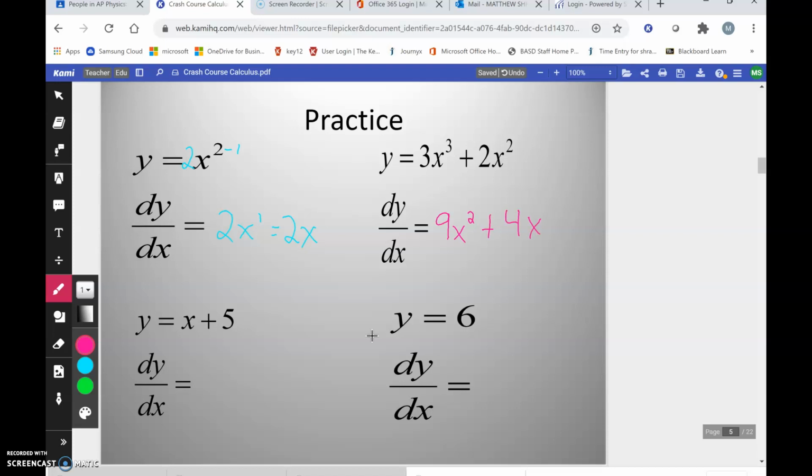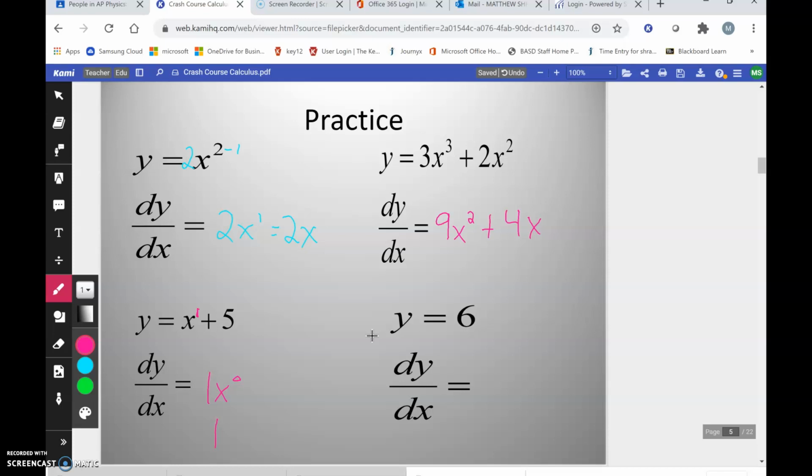Take 1 away from the exponent, x to the first power. So I'm just going to leave it as an x. Now remember that these exponents go with the variable. They aren't going with the coefficient. So here, when we do y equals x plus 5, the exponent of x is 1. So we're going to multiply by 1, and then we're going to take 1 away from the exponent, which means we have x to the 0 power. 1 times x to the 0 power is 1, because anything to the 0 power is 1.